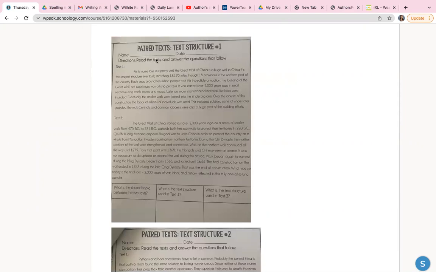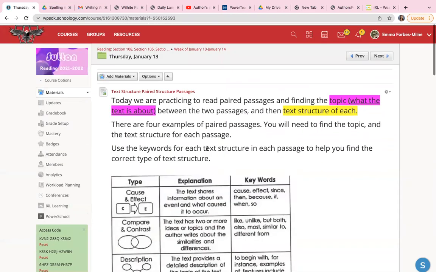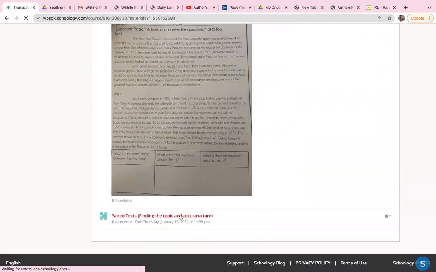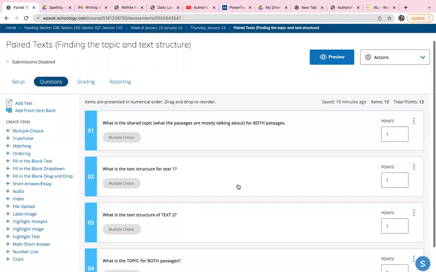So you're going to find the shared topic. What are both of these texts talking about? The main idea. And then the text structure of text one, you're only going to find the text structure of this text. Then over here, you're going to find the text structure of text two. Okay, so let's go to the assignment and I'll show you what it looks like. I've actually helped you and made this multiple choice.